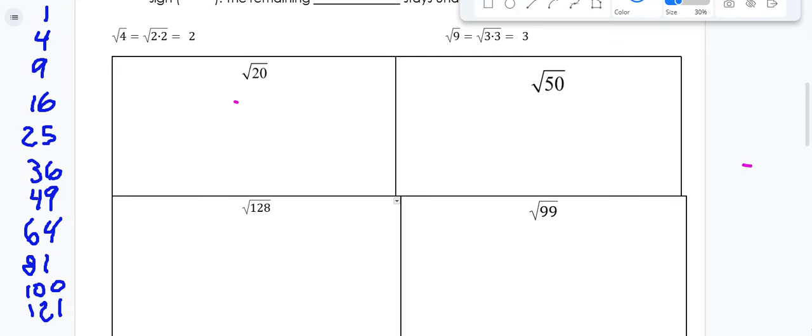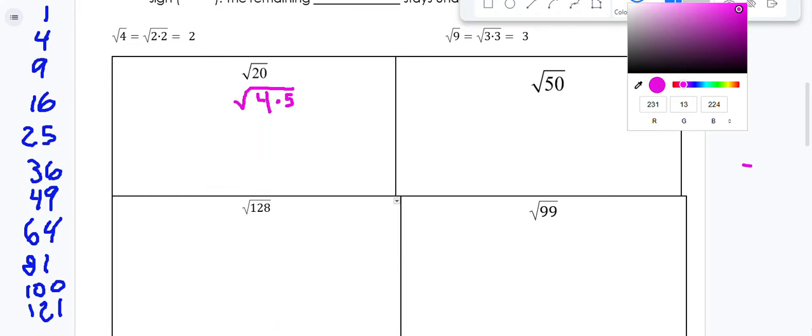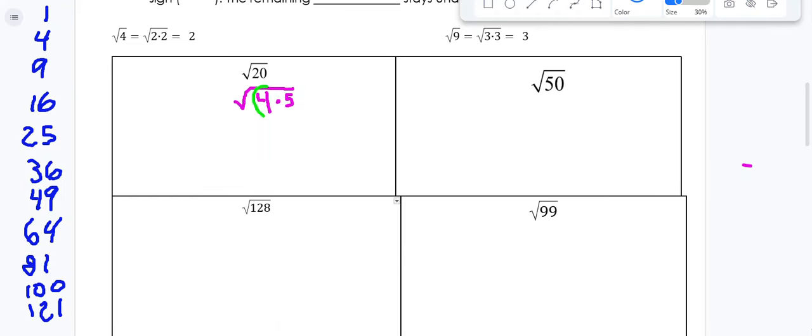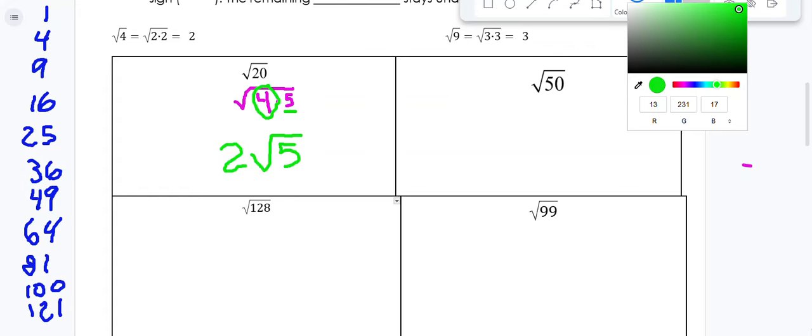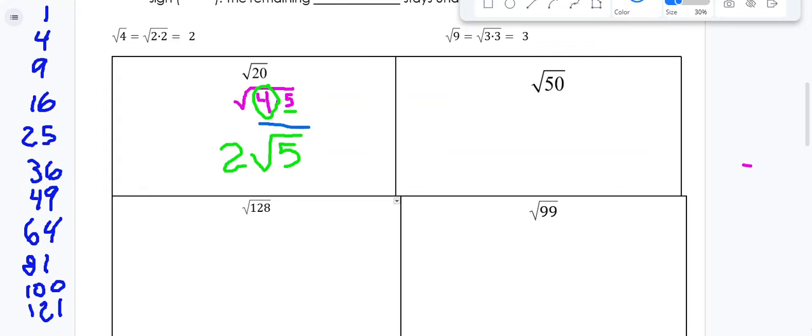So what I'm going to do is rewrite this. Instead of square root of 20, I'm going to rewrite it as square root of 4 times 5. All right, so now I have my perfect square, and I can pull this perfect square out. I know the square root of 4 is 2. I don't know the square root of 5, so that square root of 5 stays underneath the radical. I know this looks weird and doesn't look like a final answer, but this is a final answer. This is the most simplified radical we can get. We can't simplify that square root of 5 anymore.